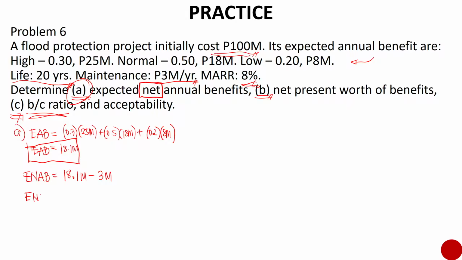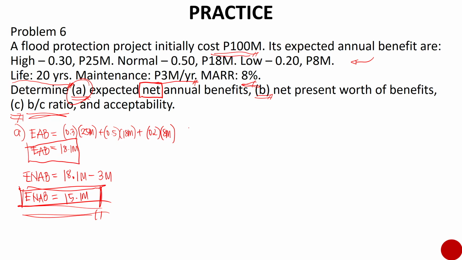Therefore, our expected net annual benefit is equal to 15.1 million pesos. All right. So we need to be careful with this one. If you're asked to find only the expected annual benefit, then that would be the 18.1 million pesos. But we are asked to find the expected net annual benefit, and that's why we subtract the 3 million pesos from the expected annual benefit of 18.1 million.